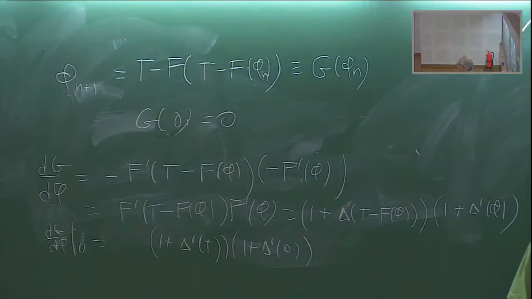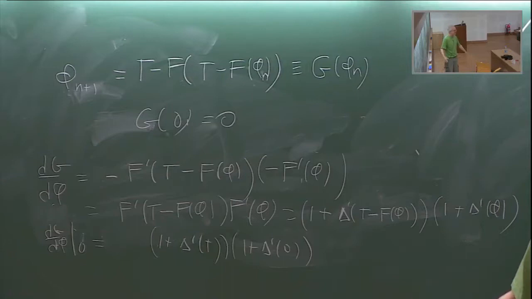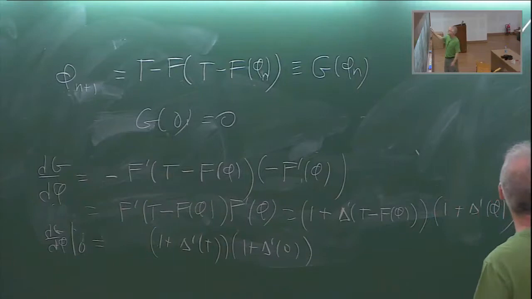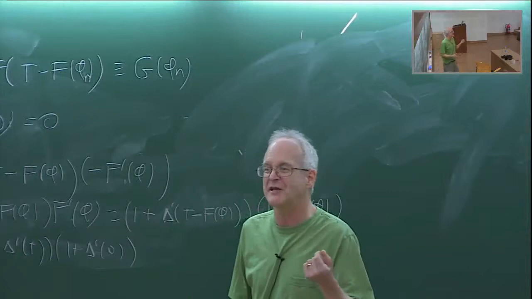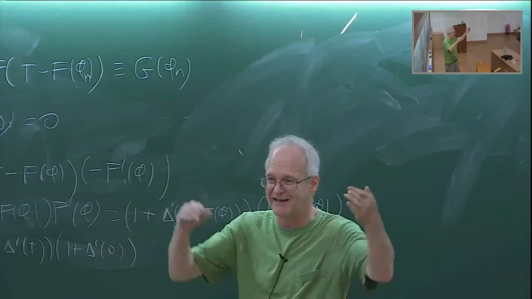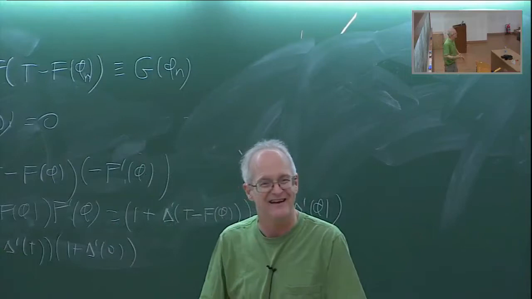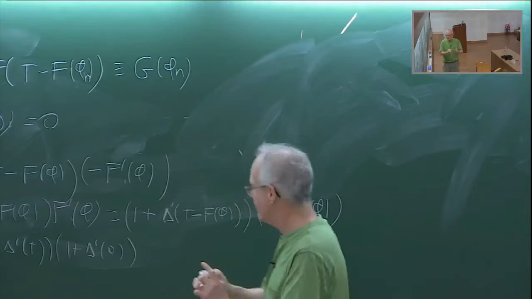And therefore, that's the condition that you need for stability. For example, if delta prime is negative at the origin, and it's periodic, then it's going to be negative there, then it's just something less than 1 times something less than 1, and that's less than 1. So synchrony will be stable.